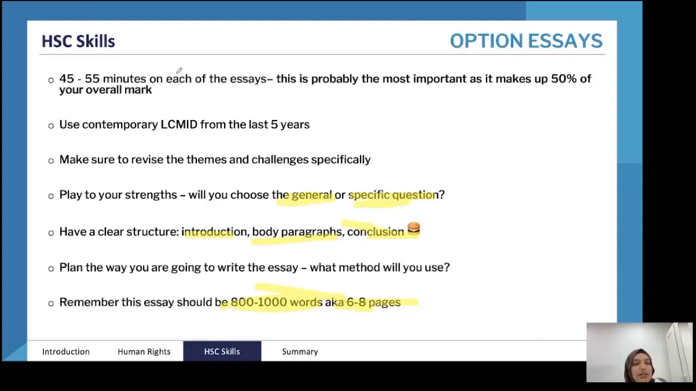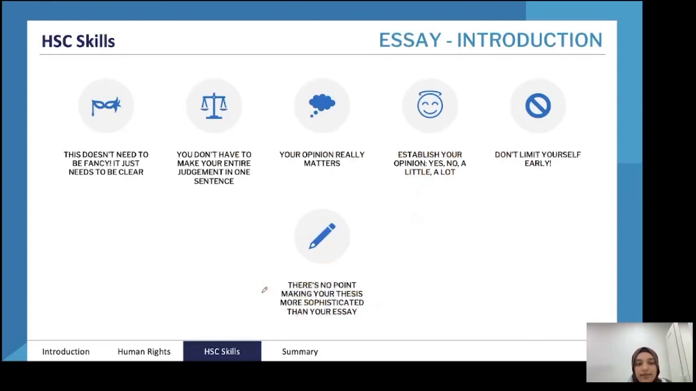Again, look at what works best for you. Contemporary LCMID, last 5 years. Make sure you're revising the themes and challenges. Make sure you're playing to your strengths. Looking at general, specific, which one works best for you. Have a clear structure. Plan out the way you're going to write your essay. And remember that your essay should be 800 to 1,000 words.